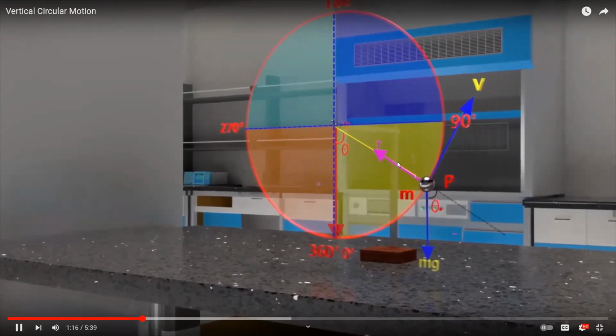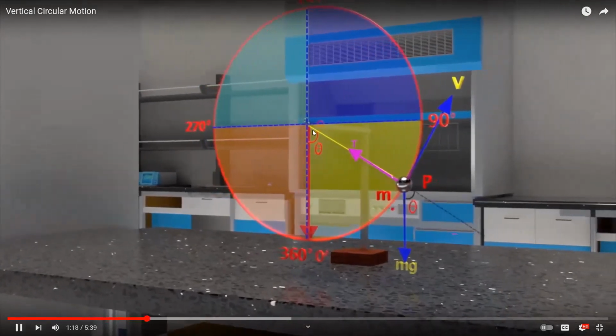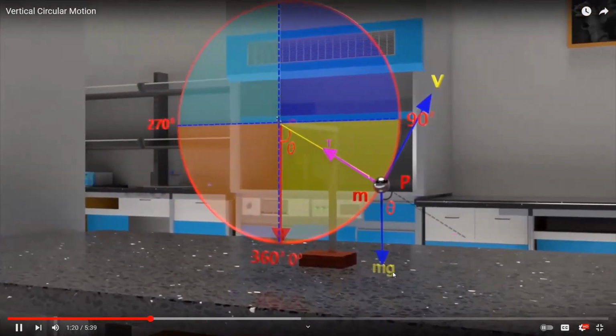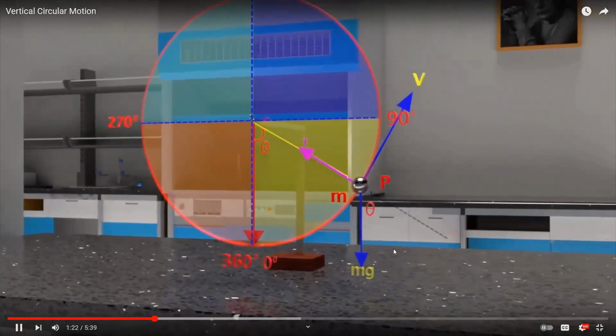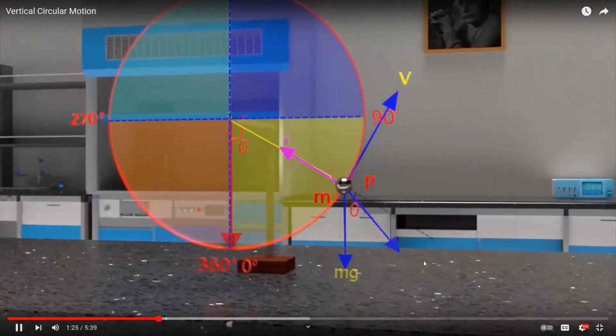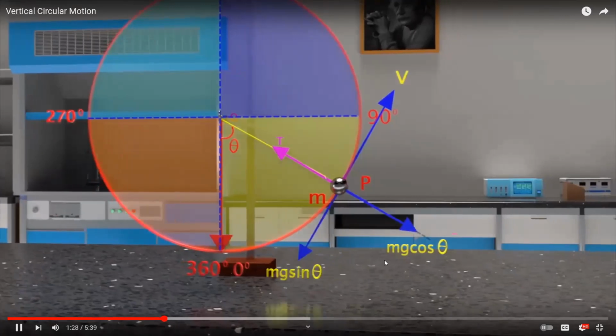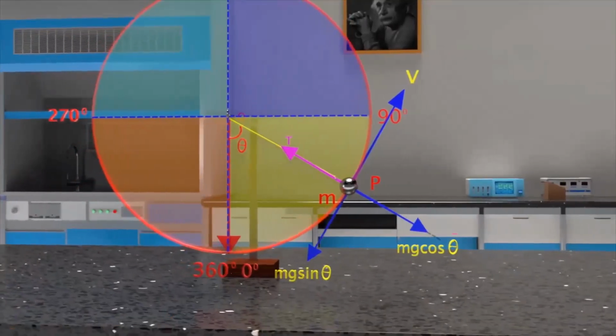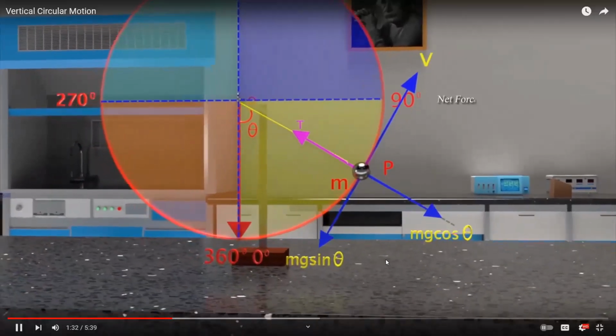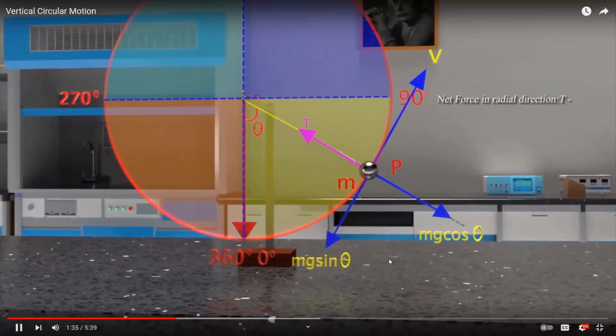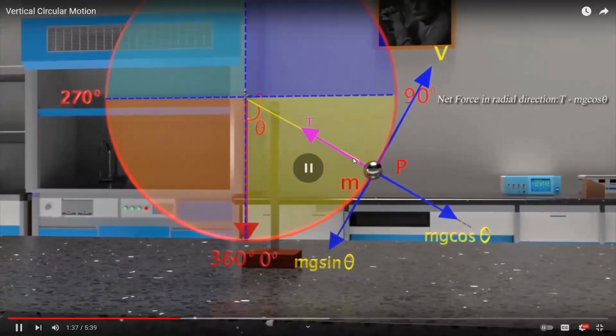Tension T acts along the radius. Gravitational pull mg acts in a vertically downward direction, which can be split into two components. What are they? Here mg cos theta, and in the opposite direction mg sin theta. One is in the radial direction and the other perpendicular to it. The net force acting along the radial direction is T minus mg cos theta. One is upward, another is downward, which is equal to the centripetal force.